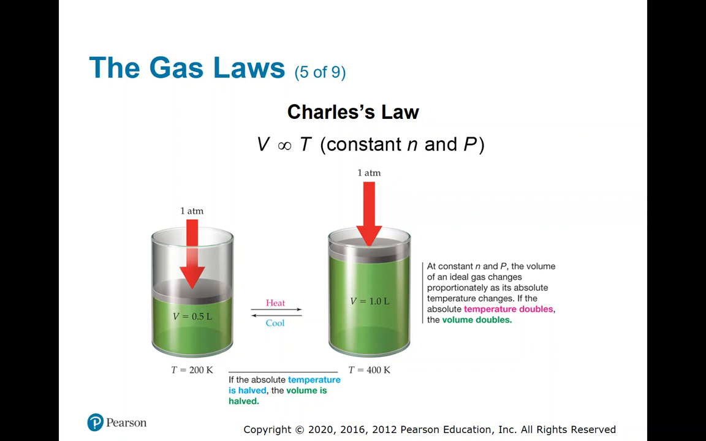So for instance, if we start there on the left with a container with half a liter of gas, and there's a pressure of 1 atmosphere, if we heat that from 200 Kelvin to 400 Kelvin without changing the outside pressure, it's still 1 atmosphere, we're going to double the volume as well as the temperature, so the volume is now 1 liter. Likewise, if you cut the temperature in half from 400 to 200 Kelvin, you would expect the volume to be cut in half.